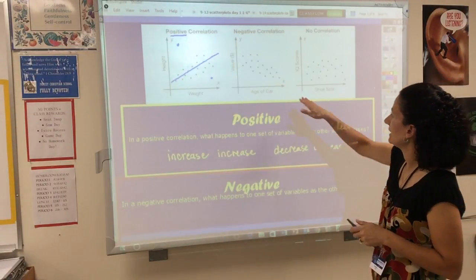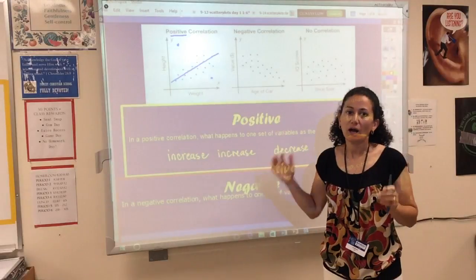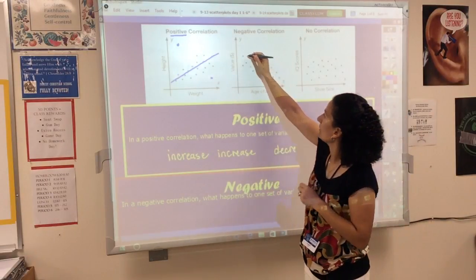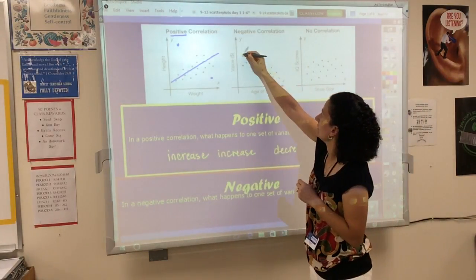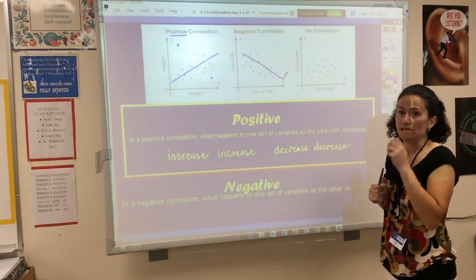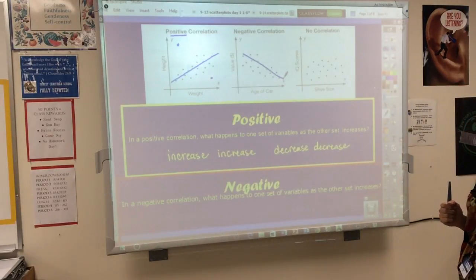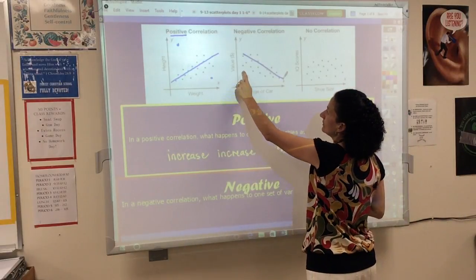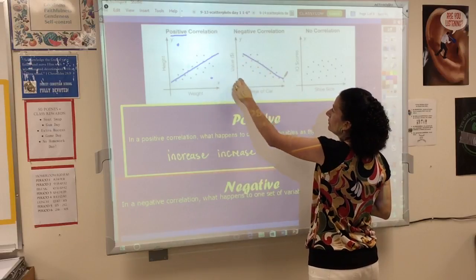All right, let's talk about negative. This is an example of a negative correlation. It's the opposite of a positive correlation. So you see the dots are going down. They're generally going down from left to right. In this example, you see the age of a car and the value of the car. And if you think about it in real life, the newer the car, the higher the value. The older the car, the lower the value.